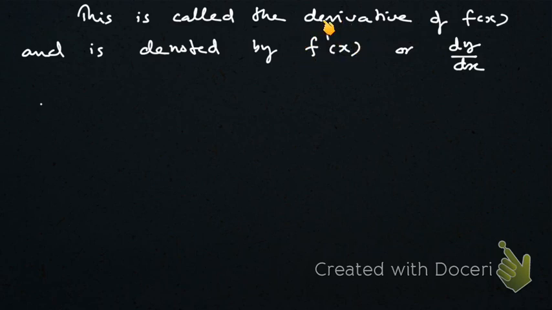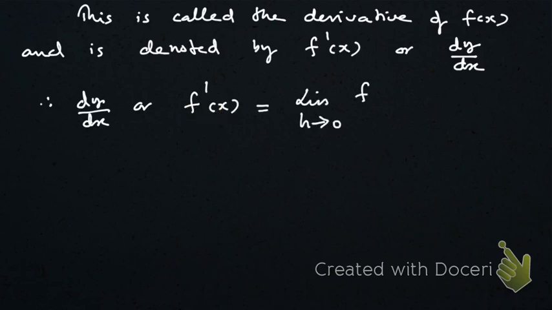Some people call it f prime. So this is f dash of x or dy by dx. If I call the function y, then I write it as dy by dx. If I call my curve or function f of x, I write it as f dash of x. So dy by dx or f dash of x is limit h tending to 0 of f of x plus h minus f of x by h.